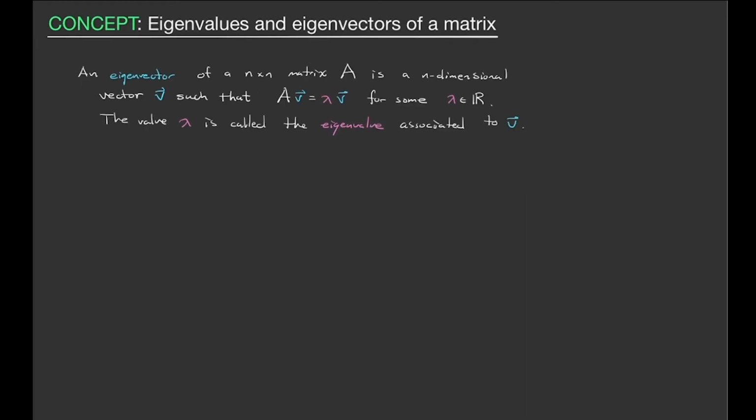We say an eigenvector of an m by n matrix A is an n-dimensional vector such that this equation holds. If you multiply the matrix times the vector, what you get is just a scalar multiple of the vector, where this lambda is just some real number. This value is called an eigenvalue, and it's always associated to an eigenvector. So you can really think of these as coming in pairs, an eigenvector with an eigenvalue.